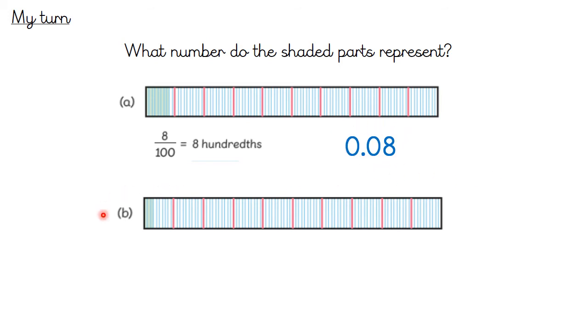So let's have a look at part B. This time we have 1, 2, 3 parts shaded, and we know those parts are hundredths. So we have 3 hundredths shaded. As a fraction, we have 3 over 100, 3 hundredths. And then as a decimal, it would be 0.03.